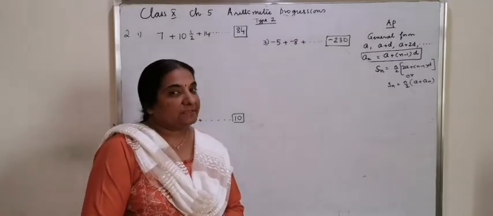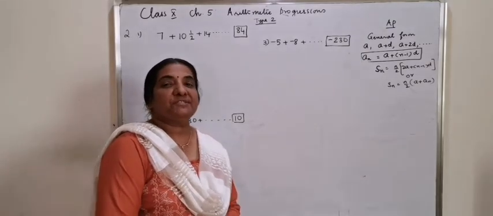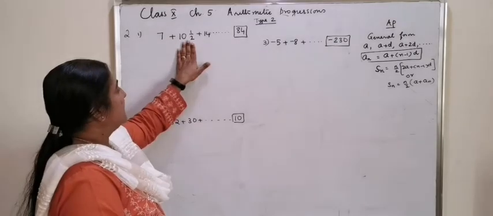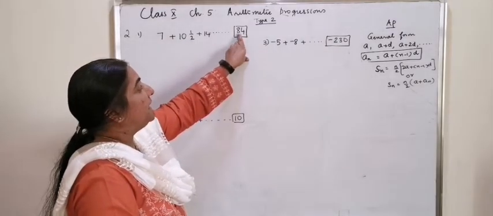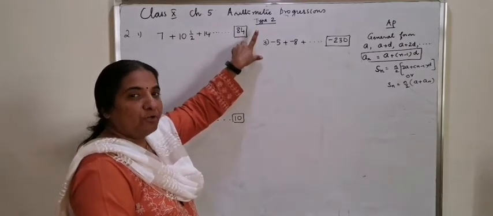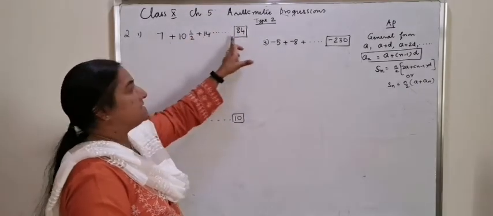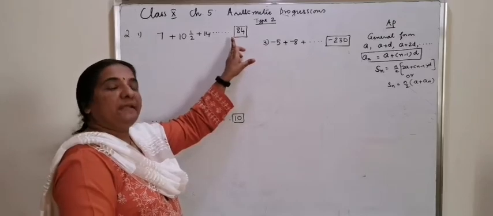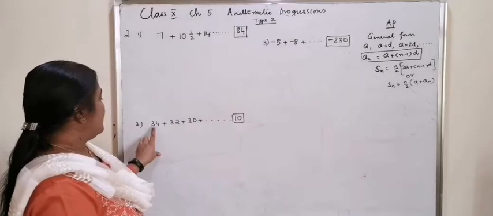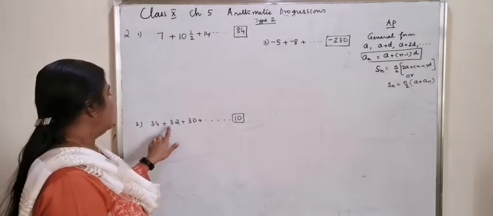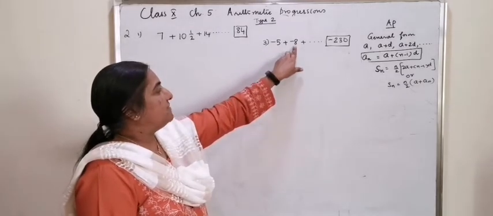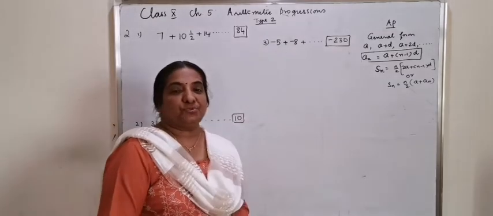Question 2, type 2. What difference you see here is, find the sum of 7 plus 10 and a half plus 14 etc. up to 84. They did not tell you 84 terms, or 84 means it is a number in this AP, or it is the last term or AN of this AP. Here also you see it's a decreasing AP, 34, 32, 30 etc. up to 10. Same way, minus 5 plus minus 8 plus etc. up to minus 230.